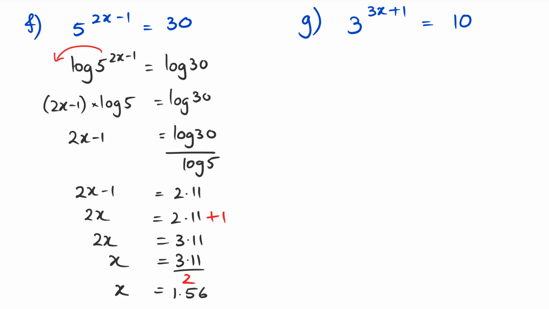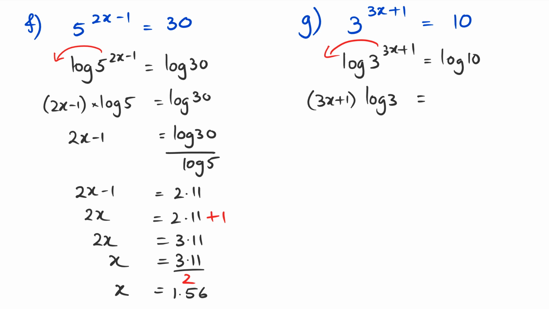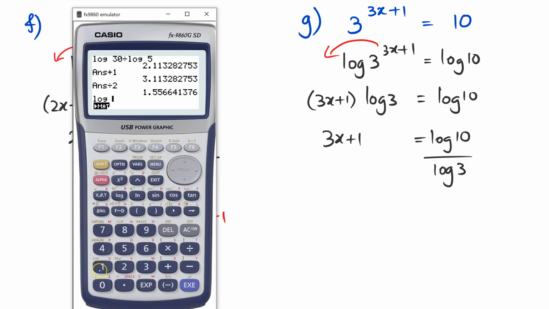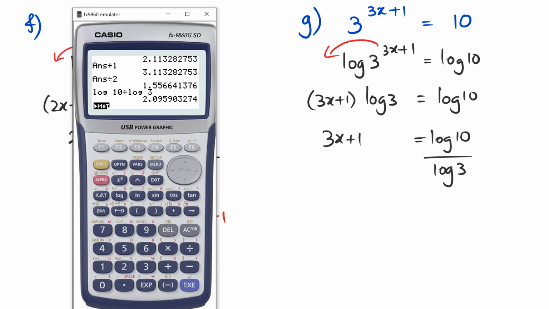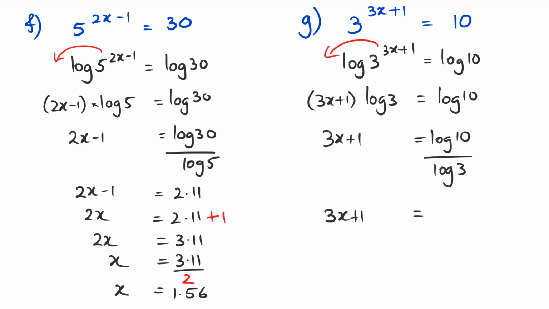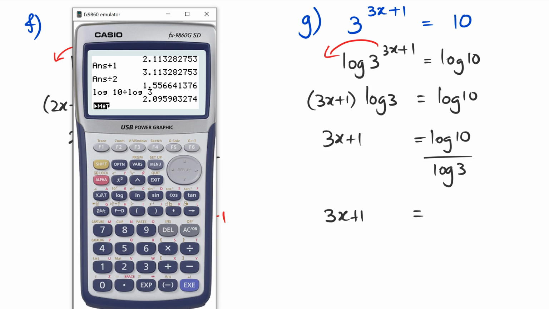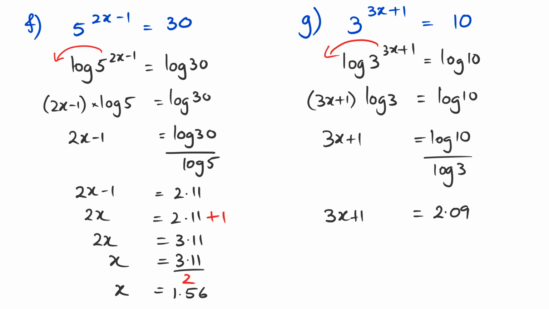So nothing's really changed in this apart from taking logs for both of these functions. So we've got log 3, 3x plus 1 equals log of 10. Bring the power to the front. And what you have is 3x plus 1 log of 3 equals log of 10. And then 3x plus 1 equals log of 10 divided by log of 3. And whatever that is, log of 10 divided by log of 3, that's 2.096. I think I'll take 3 decimal places. I'll just go 2.1 for now. Actually, no, I'm going to go 2.096.